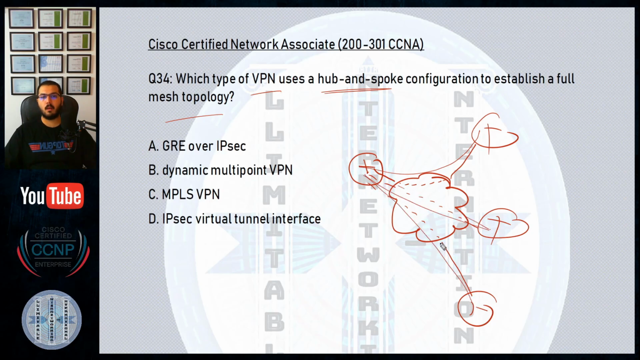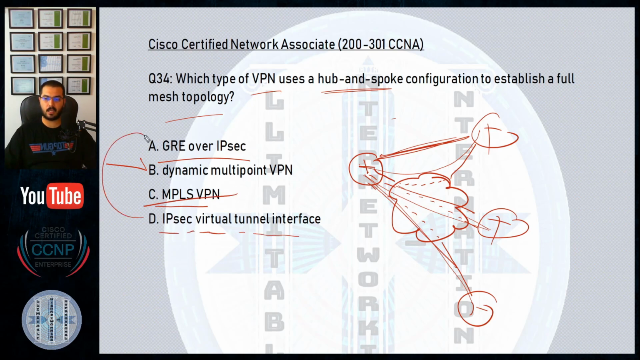This is called dynamic multipoint VPN, which is like establishing multiple VPN tunnels between the hub and all the other spokes. So a tunnel from hub to spoke 1, a tunnel from hub to spoke 2, and to spoke 3 in this way. So GRE over IPsec is not for multiple spokes. DMVPN is for multiple spokes. MPLS VPN is a bit complicated, and is not facilitated in this way. No. IPsec virtual tunnel interface is like IPsec over GRE, not GRE over IPsec, and it's neither correct, neither GRE over IPsec nor IPsec over GRE. It will be DMVPN.